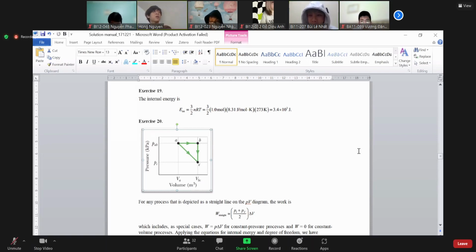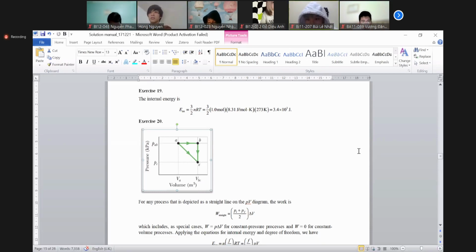Các bạn thấy một câu hỏi mà tôi nhắc lại lần thứ 4. What is the degree of freedom of a diatomic gas?